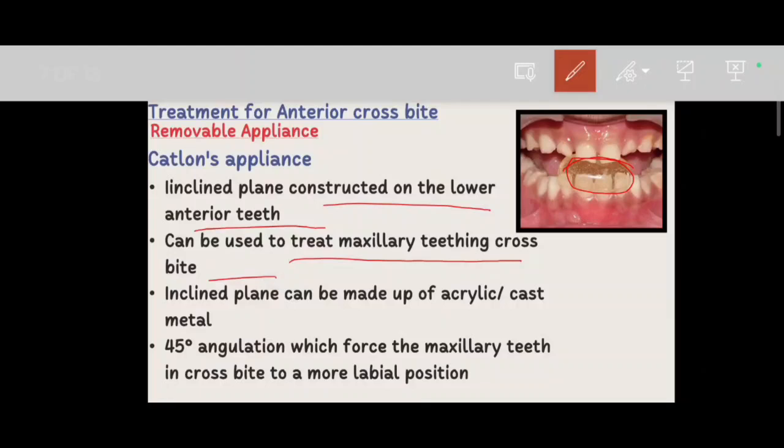The inclined plane can be made up of acrylic or cast metal with 45 degree angulation, which forces the maxillary teeth in crossbite to a more labial position. When the patient bites, this inclined plane pushes the upper tooth labially, so crossbite can be corrected. In the image you can see the inclined plane attached to the lower teeth. Upper tooth slides on the slope and moves forward. What is the ideal angle of the inclined plane? The answer is 45 degree.